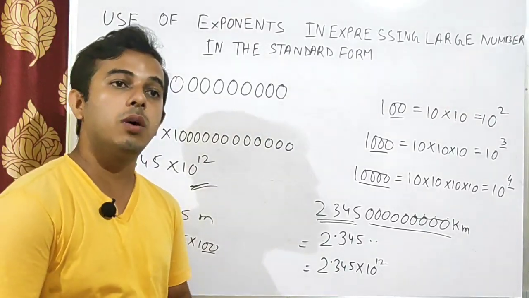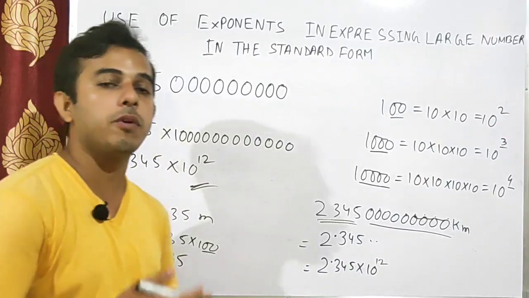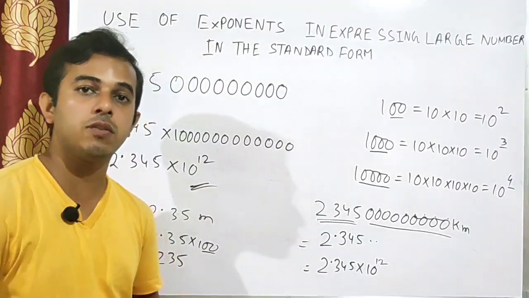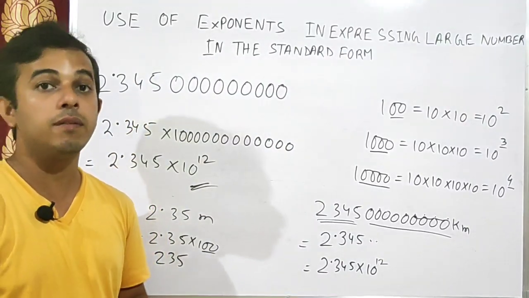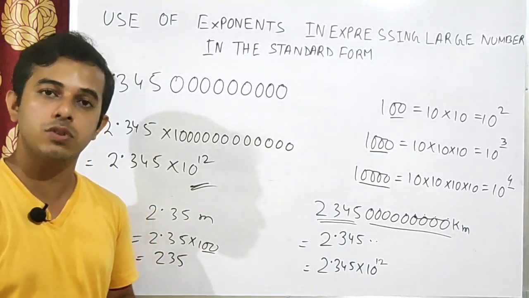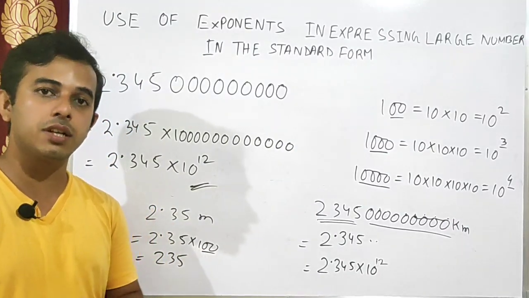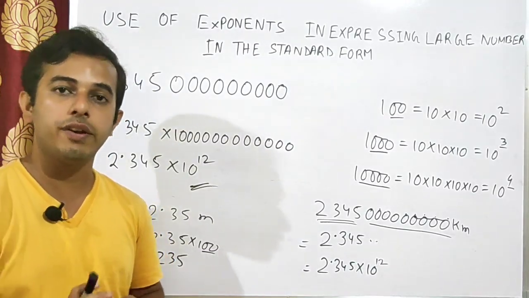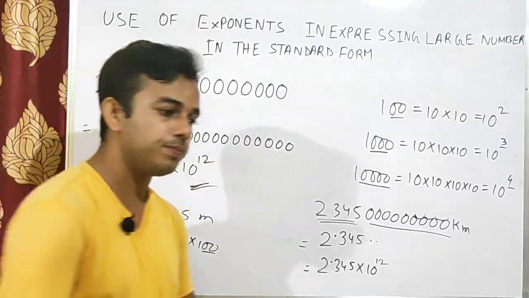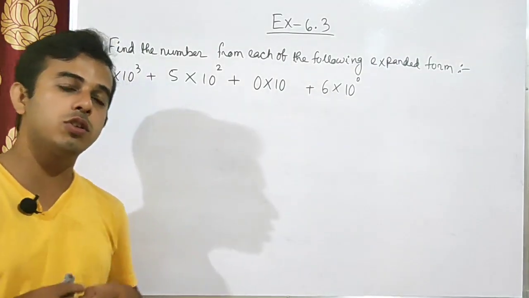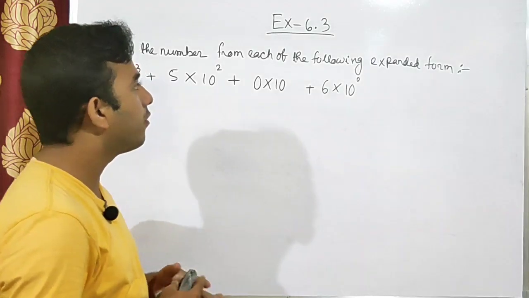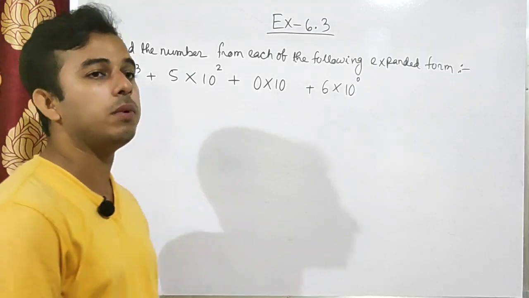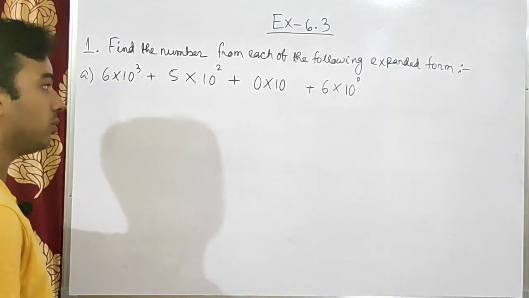Okay, so now we will solve more problems. That is, we will express from usual form to standard form, from standard form to usual form, then from expanded form to usual form, like this. Clear? Okay, so let's start our exercise 6.3, and this video will be the last of our chapter, exponents and powers. So our first question of the exercise is, find the number from each of the following expanded forms. This is an expanded form, right? We have to find the numbers. Let us look at the board.